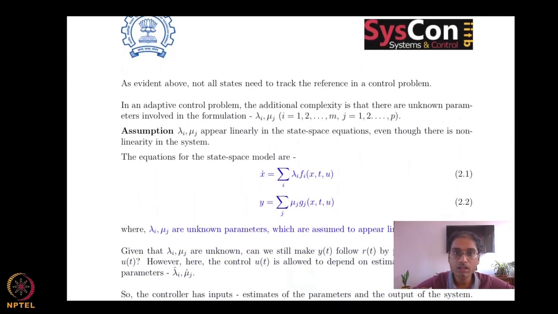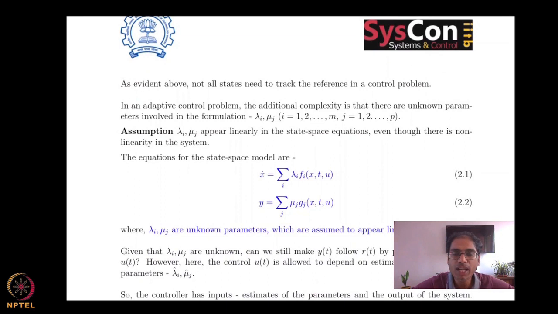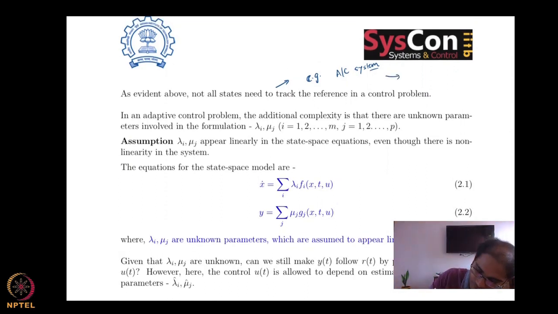Now, as is obviously evident, we don't use all the states in order to do tracking. Not all the states are in fact required to track a signal. This is very obvious in any sort of problem. For example, think about your air conditioning system, just an AC in your home. What is it that you want to track? You want the room to track something like a set point. Say 25 degrees. Suppose you want your room to be at 25 degrees centigrade. So this is what you want to track.